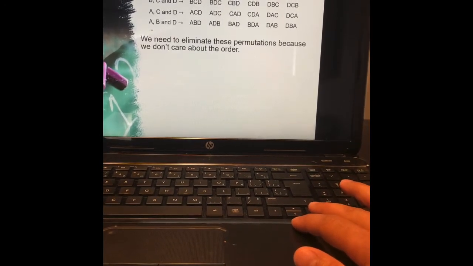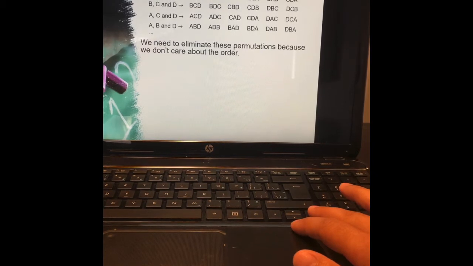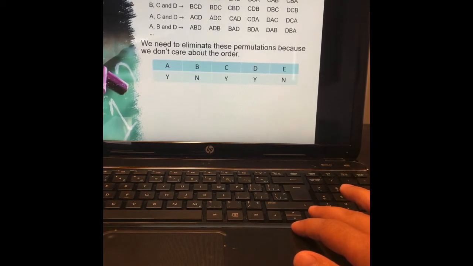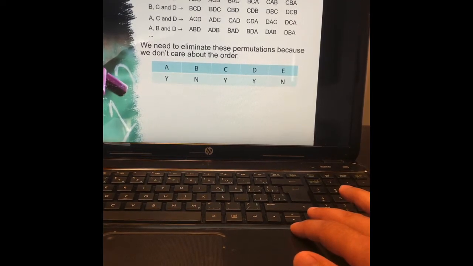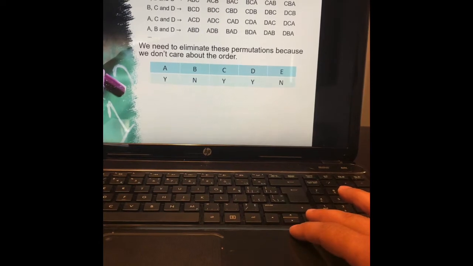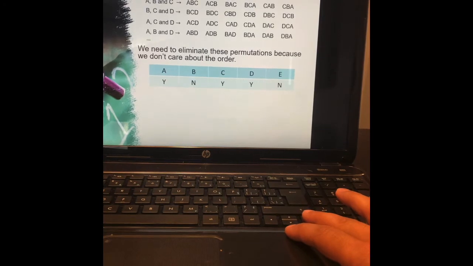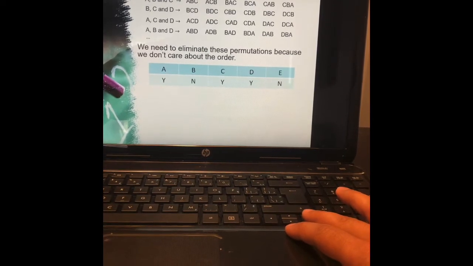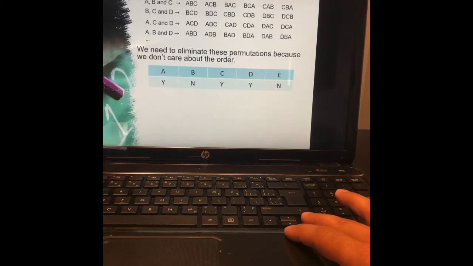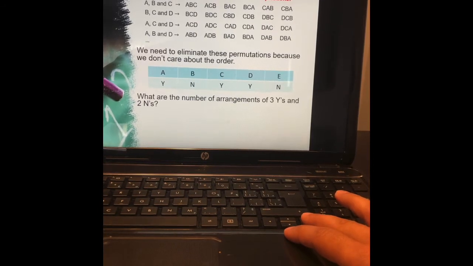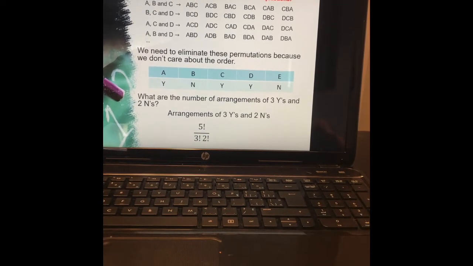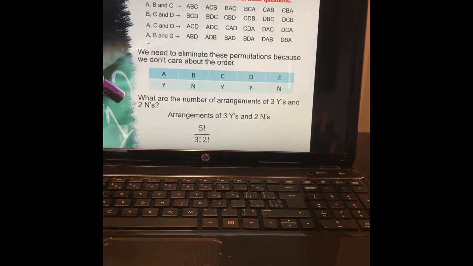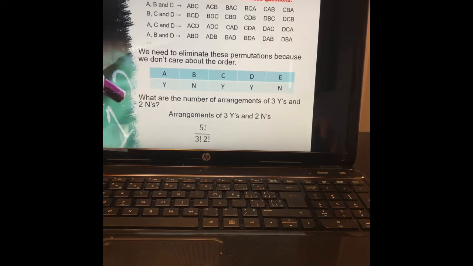The method to eliminate is to think of it as yeses and nos. Did you pick A? Yes. Did you pick B? In this case, no. C, yes. D, yes. E, no. So you have 3 yeses and 2 nos. How many total do you have? 5. So 5 factorial, because you have 5 different options, divided by the repeats, 3 and 2.